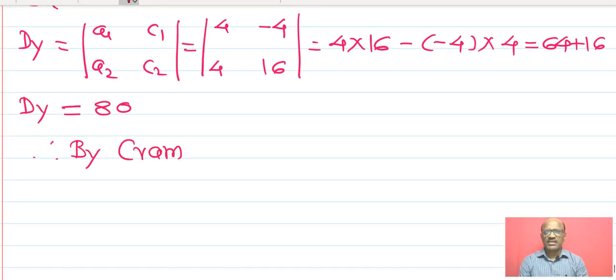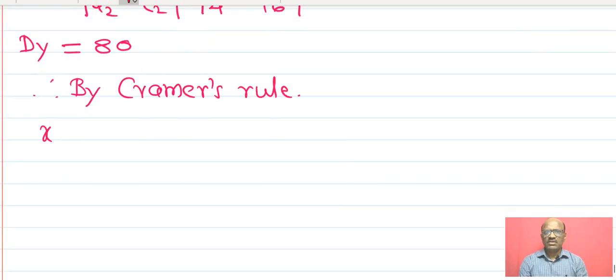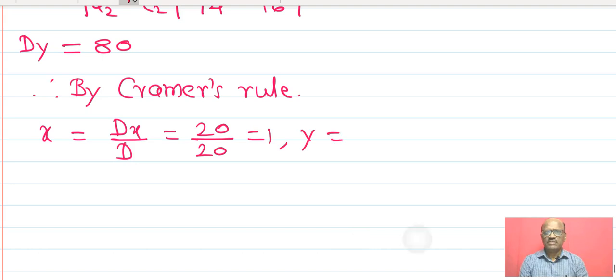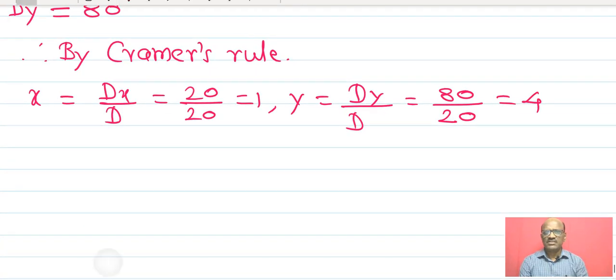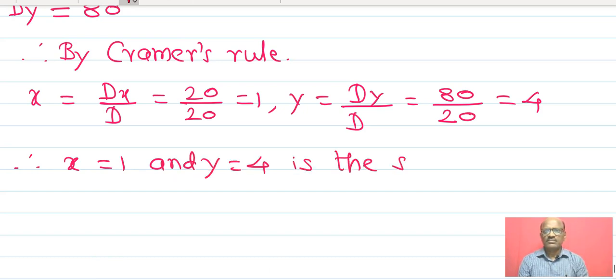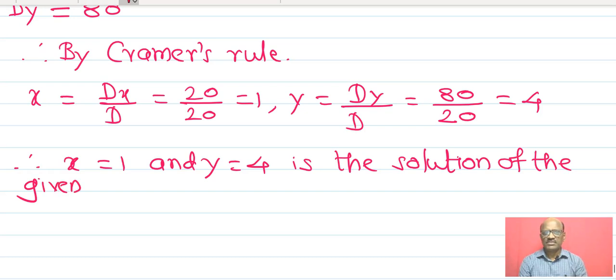By Cramer's rule, x is equals to Dx upon D, and that is 20 upon 20. Therefore, x is equals to 1 and y is equals to Dy upon D, and that is 80 upon 20. That is 4. Therefore, x is equals to 1 and y is equals to 4. Is the solution of given simultaneous equation.